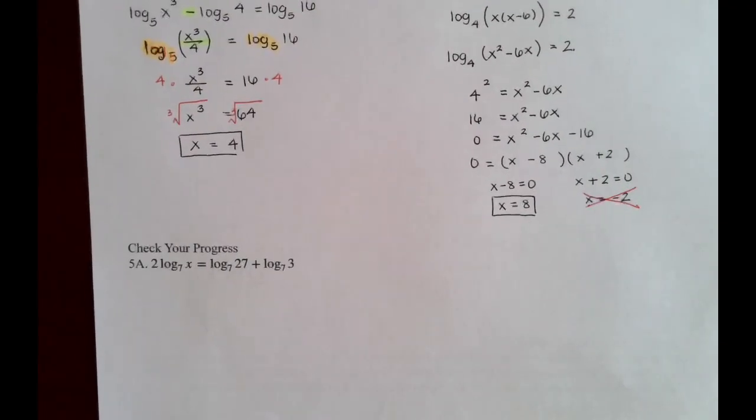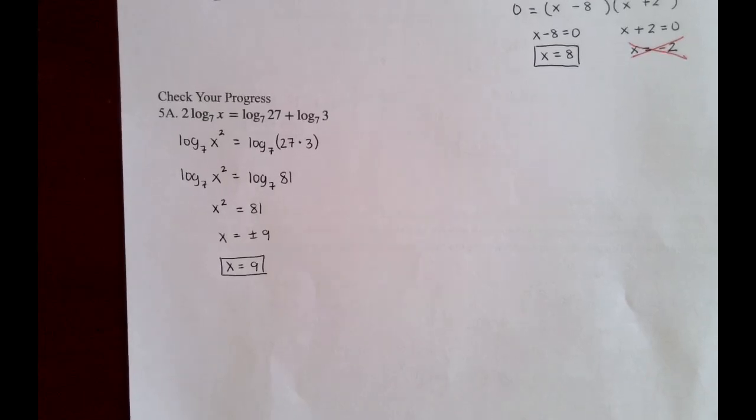Why don't you try CYP 5a, and then once you're done, come check your answer. You should have gotten x equals 9. If you got that right, you can get started on your homework. If not, here is your explanation.